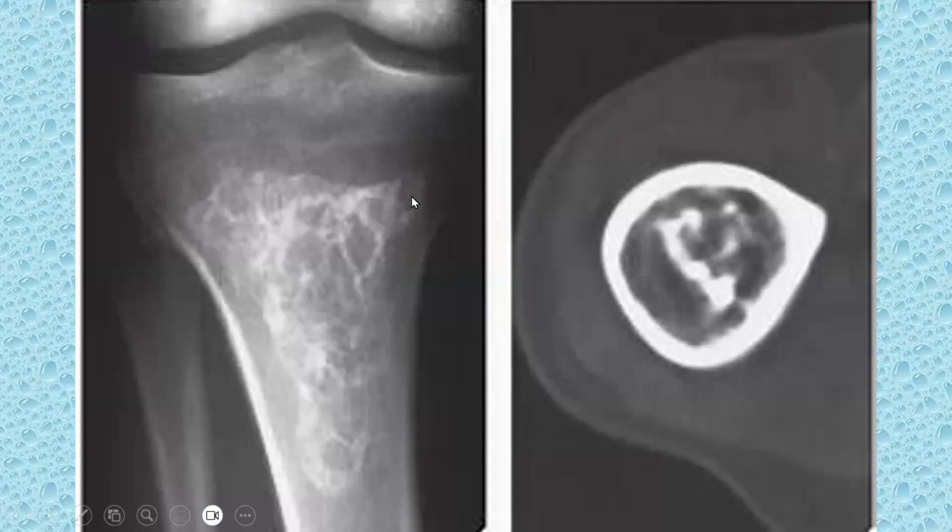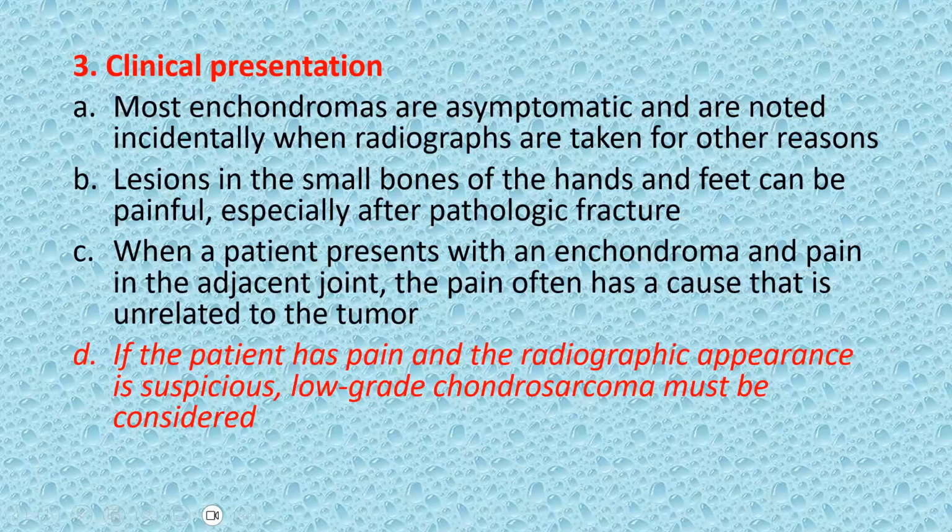This is the metaphysis of a lesion, which is an enchondroma. You should be able to distinguish it from a scar or avascular necrosis of a zone in the metaphysis. Most enchondromas are asymptomatic and are noted incidentally when radiographs are taken for other reasons. Lesions in the small bones of the hands and feet can be painful, especially after a pathologic fracture.